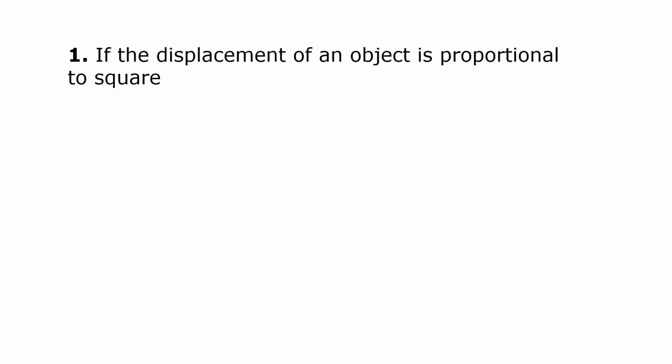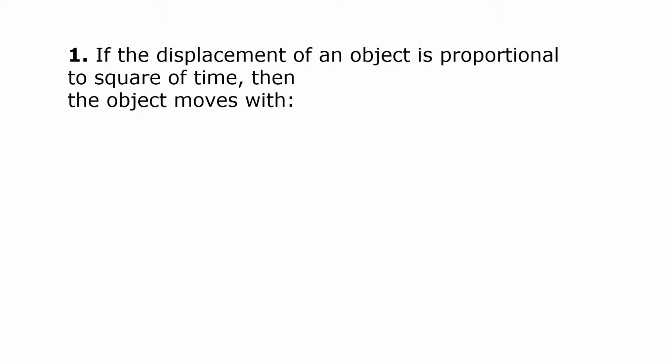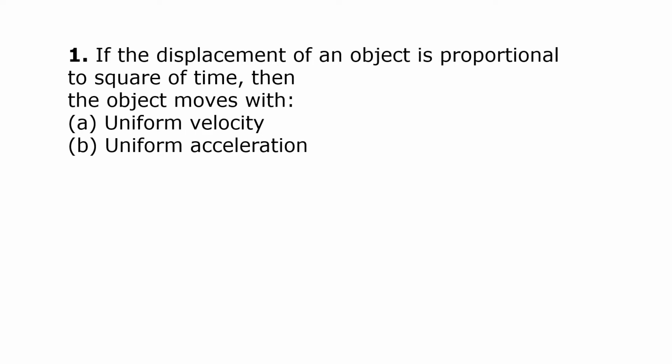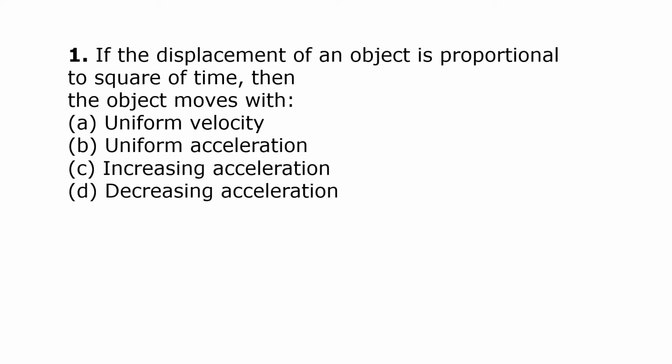Here we have the first question. If the displacement of an object is proportional to square of time, then the object moves with. The options are: option A, uniform velocity; option B, uniform acceleration; option C, increasing acceleration; option D, decreasing acceleration.